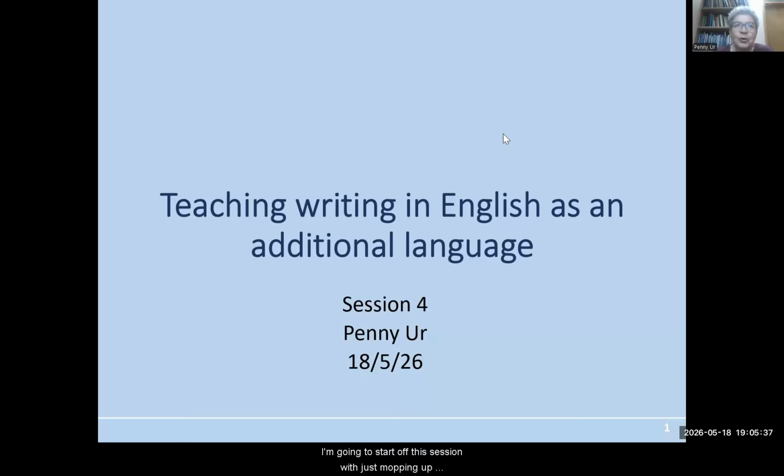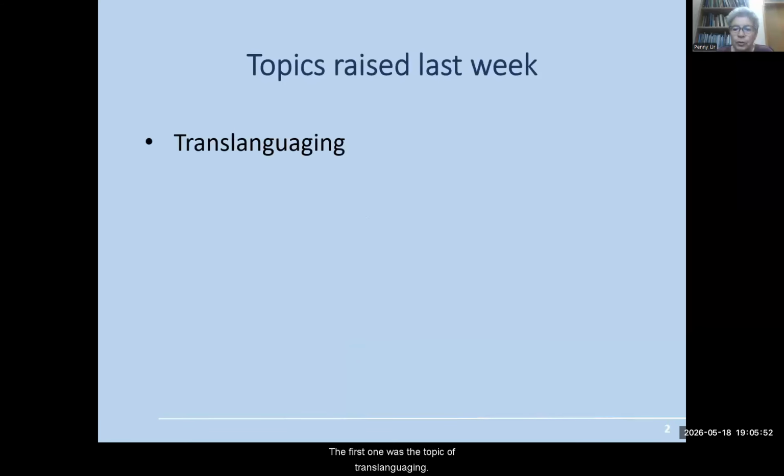I'm going to start off this session with just mopping up a couple of issues that were raised during last session. They weren't part of the program, but they were raised and they're interesting questions, and I want to relate to them. The first one was the topic of translanguaging. What is translanguaging? I think Marianne raised that. And then Michelle came back at me over dictations and added some important stuff that I think is worth sharing this time.